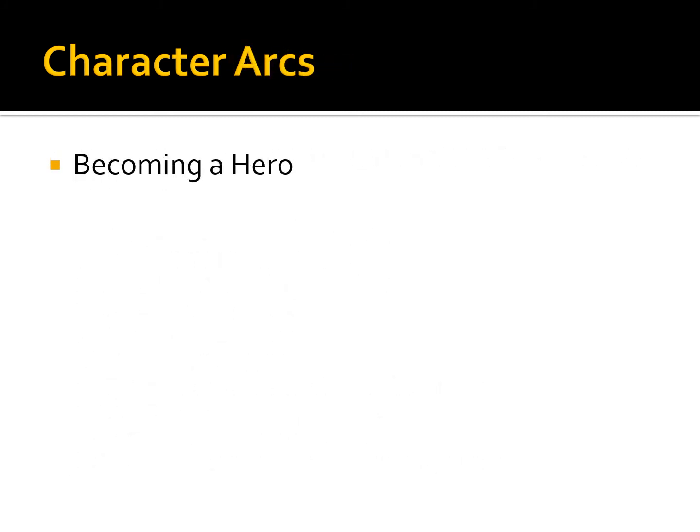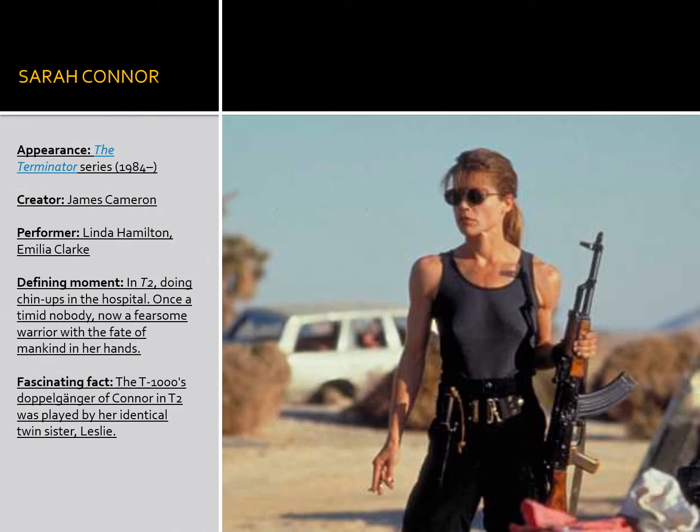Characterization can be done through character arcs, which can happen to either a hero or a villain. Well, the first character arc is becoming a hero. So this is the journey from being a helpless victim into the savior. A character with this character arc is Sarah Connor from the Terminator series.